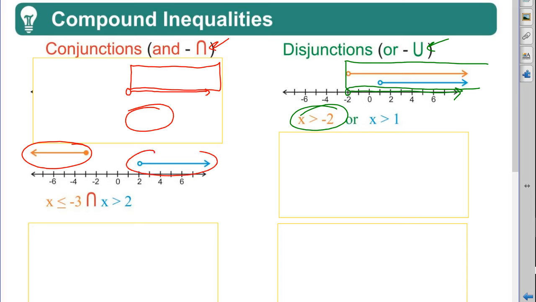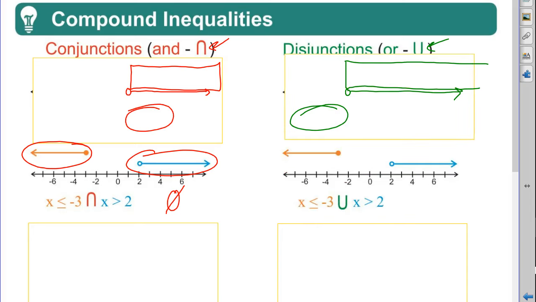What numbers does the orange and the blue have in common? And the answer is none. What's the solution to the conjunction? The null set. Does that make sense? I hope it does. Look what happens with a disjunction when they go in opposite directions, don't overlap. Remember now, we're unioning, we're putting together.